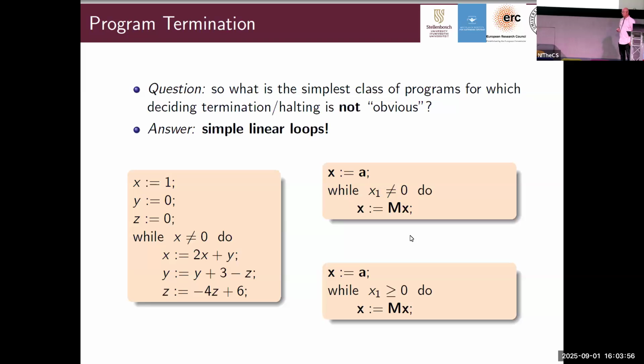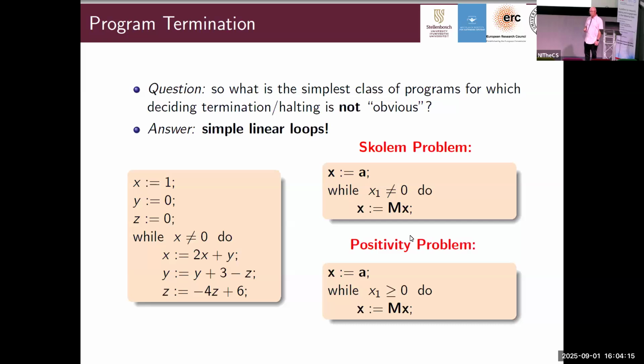And this is one instance. A different instance would be to test something else. Instead of testing whether the first component is non-zero, you might ask whether the first component is greater or equal to 0, and then do that assignment. So those problems have names. The first one is called the Skolem problem, and the second one is called the positivity problem.